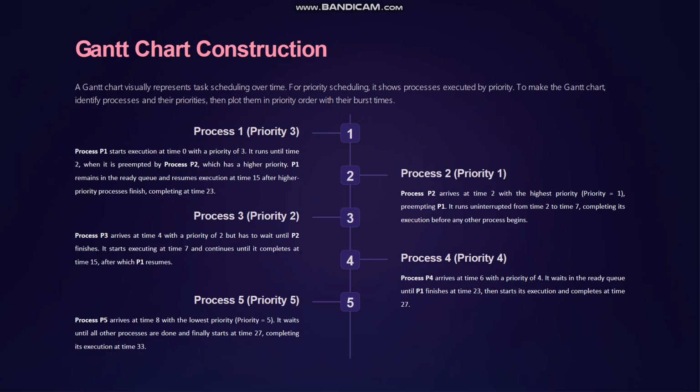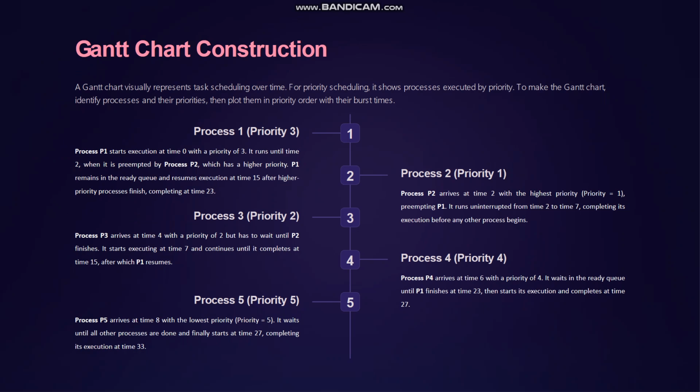Gantt chart construction. How to create a Gantt chart. A Gantt chart visually represents task scheduling over time. For priority scheduling, it shows processes executed by priority. To make the Gantt chart, identify the processes and their priorities, then plot them in priority order with their burst times. Process 1.